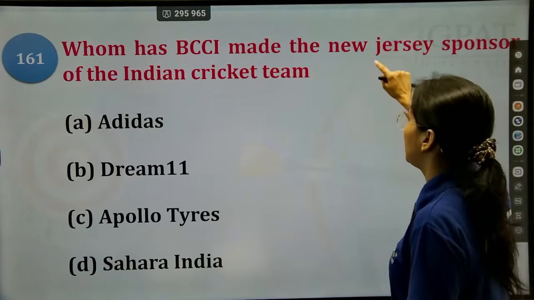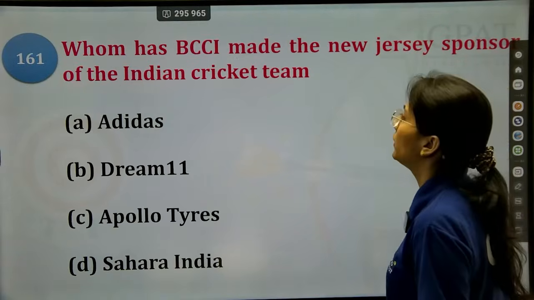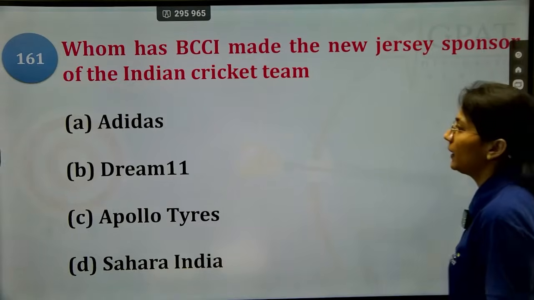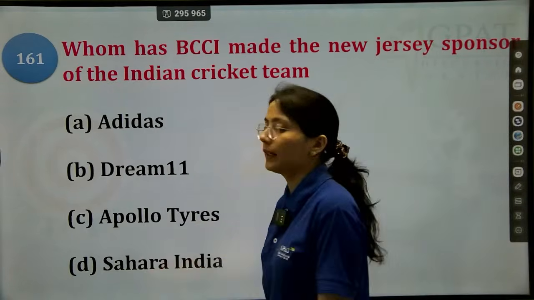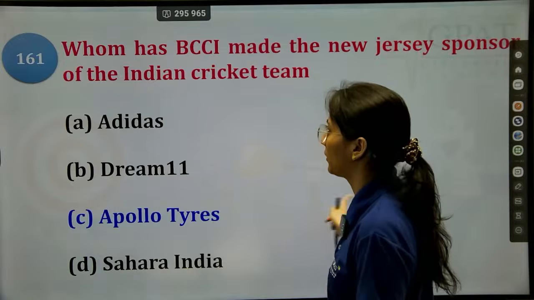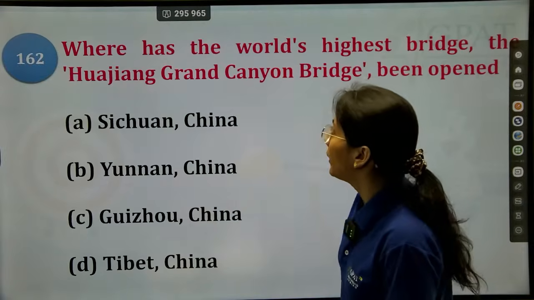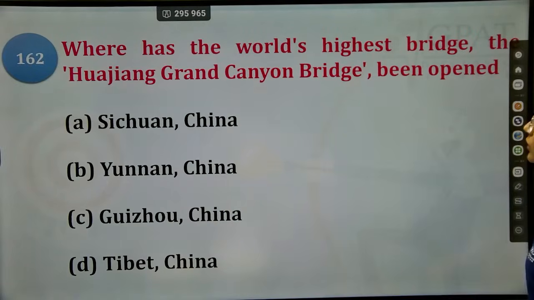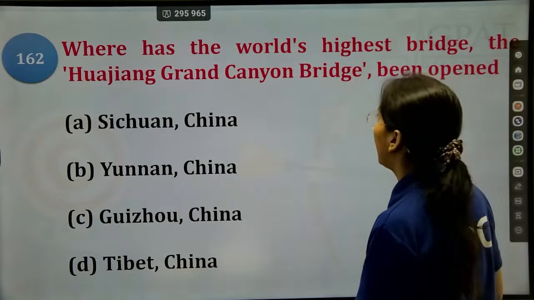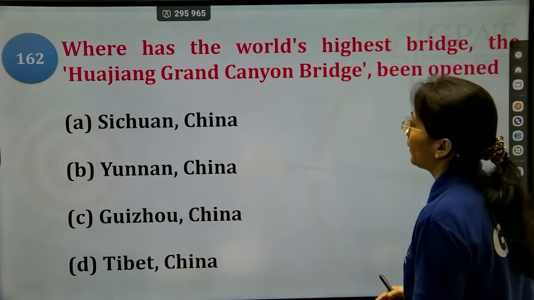Who has BCCI made the new jersey sponsor of the Indian cricket team? Adidas, Dream 11, Apollo Tyres, Sahara India. So the answer is what? That is Apollo Tyres.